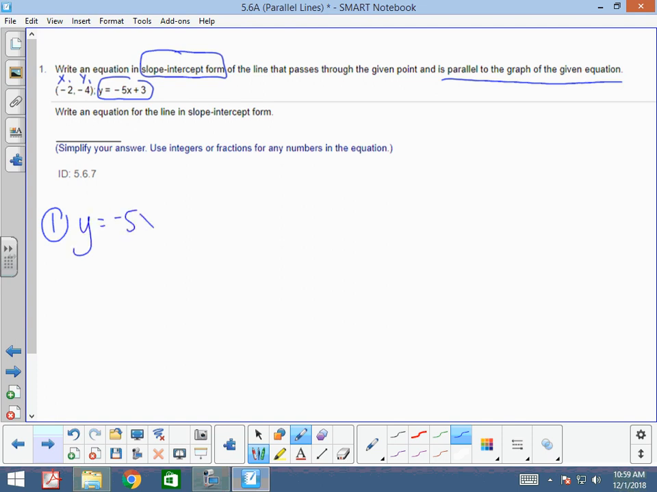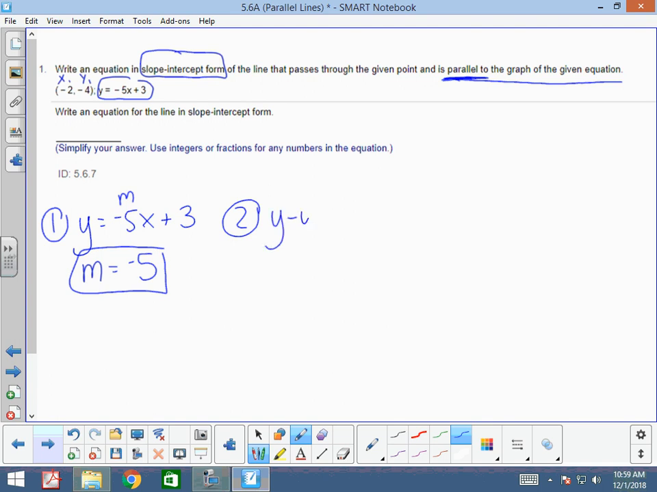We don't really have the slope, but we do have a way of finding the slope. They give us this equation, and they tell us that the line is parallel to the given line. Parallel means same slope. So what is the slope of this line? Well, it's -5. Remember, it's the coefficient of x. So I now know what my slope is. I still don't have the y-intercept, but I do have an ordered pair, x1, y1.